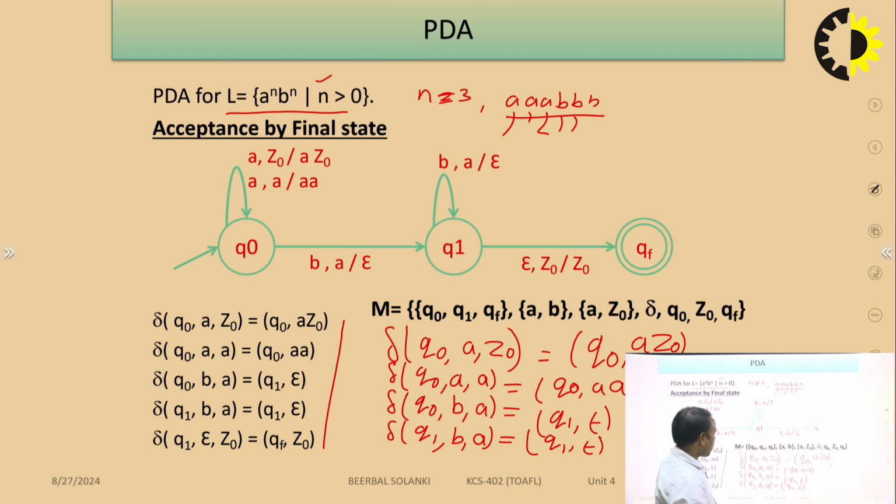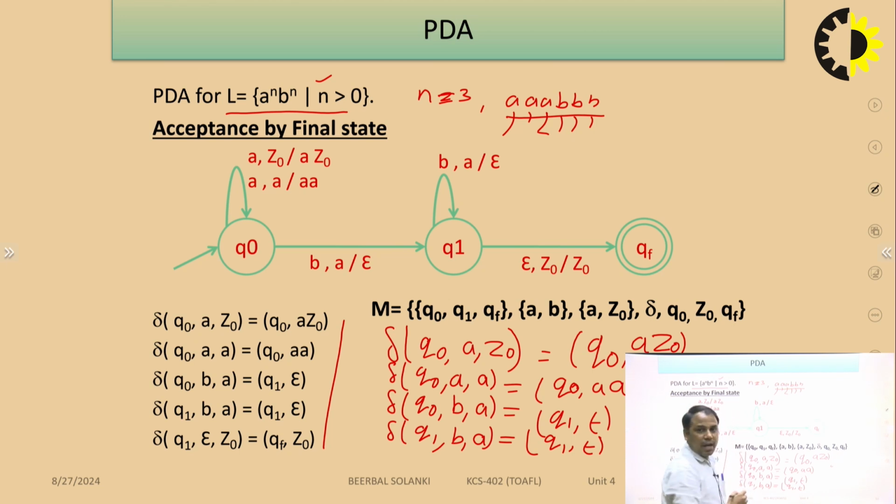Now read B from the given string, then Q1 state will be same, Q1 read B, top of stack A, state will be same Q1 and empty again. The final state, what will be the final state? Accepting by the final state, the accepting will be the final state.